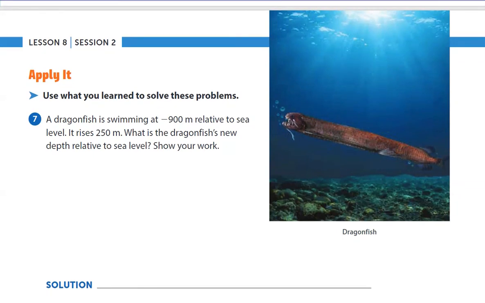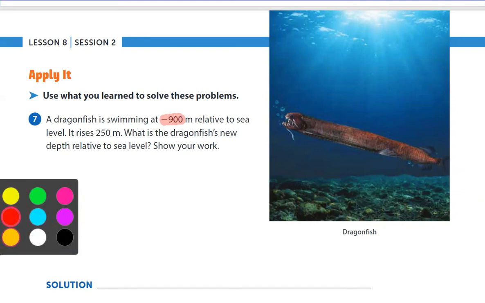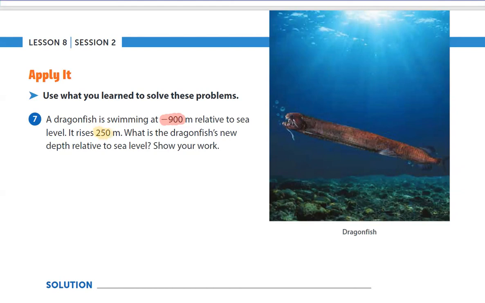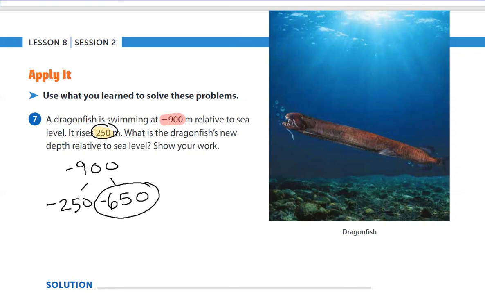Okay. A dragonfish is swimming, big numbers, at negative 900 meters relative to sea level. Then it rises, it's coming for us, it's coming to get us. It rises 250 meters. What is the dragonfish's new depth relative to sea level? Show your work. So I'm going to use the second strategy. I'm not making a number line that big. I'm going to take this negative 900, and I'm going to decompose it into negative 250 to make 0 pairs. And then what's left? 650 negatives. That's what's left. So the dragonfish's new depth is at negative 650 meters. Don't let it come any closer to me.